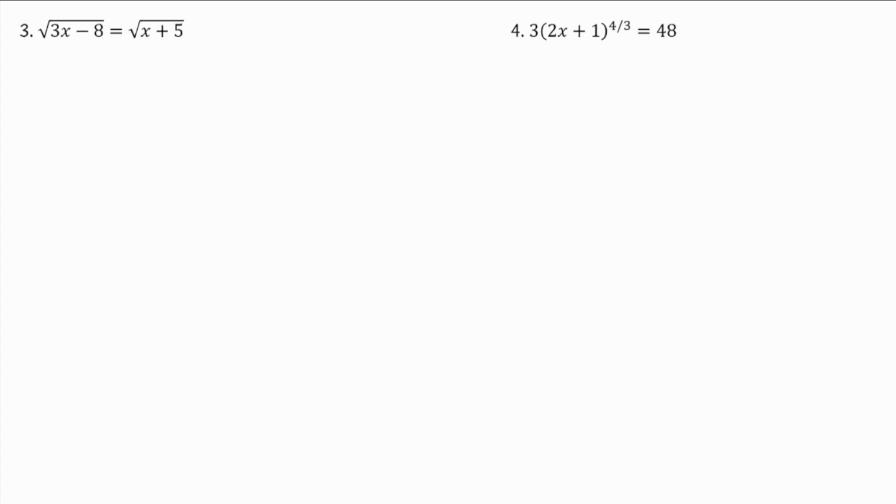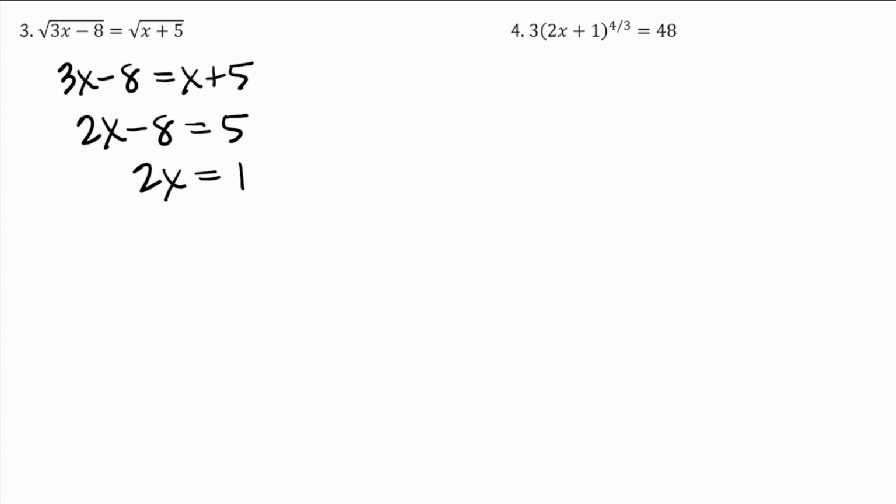Alright, next we've got a radical equals radical type equation. So we're just going to start by squaring both sides, 3x minus 8, but that does mean I will need to remember to check my answer. That's going to equal x plus 5. I'm going to subtract an x from both sides, maybe add an 8, divide by 2, get myself an answer.